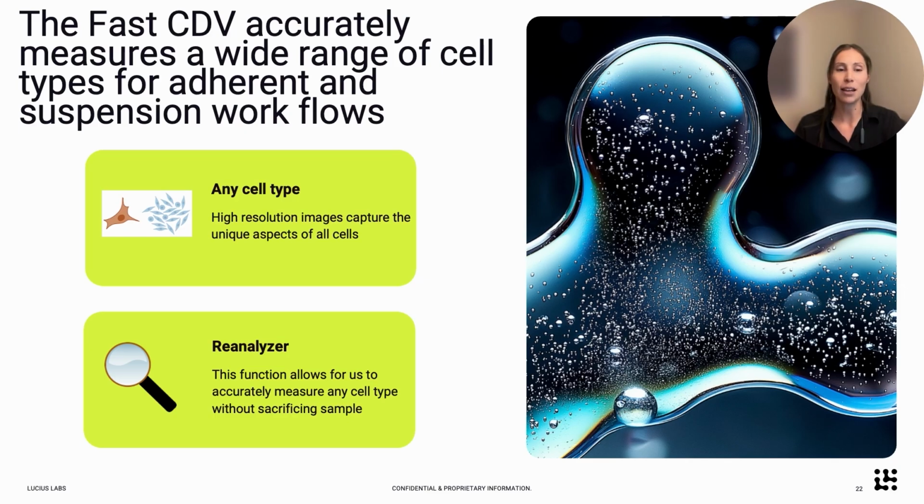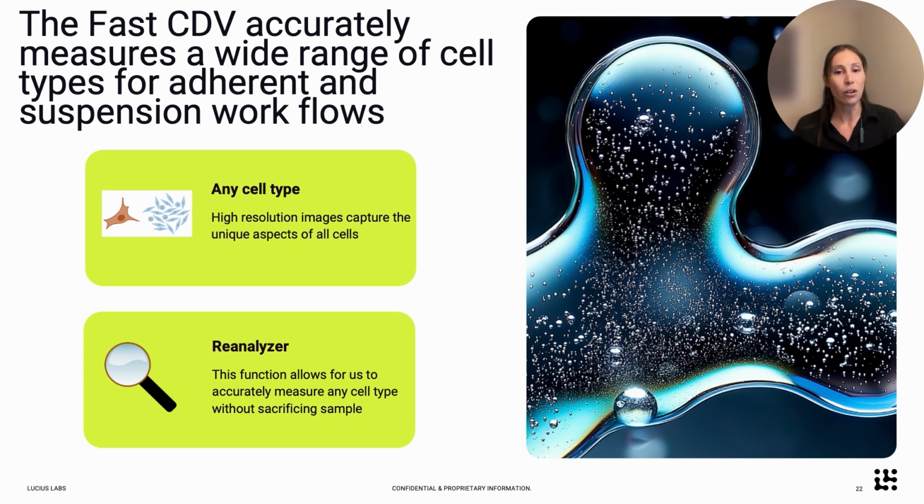So to summarize the second part of the talk, what we've shown here is that the FAST CDV accurately measures a wide range of cell types for adherent and suspension workflows. So really any cell type can be taken and accurately counted on the machine, as high resolution images are captured, and this is able to detect all of the unique aspects of all cells.